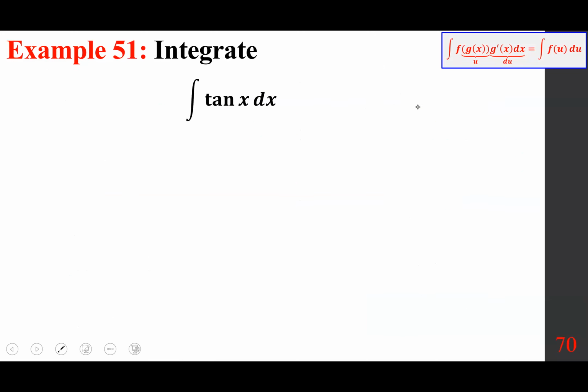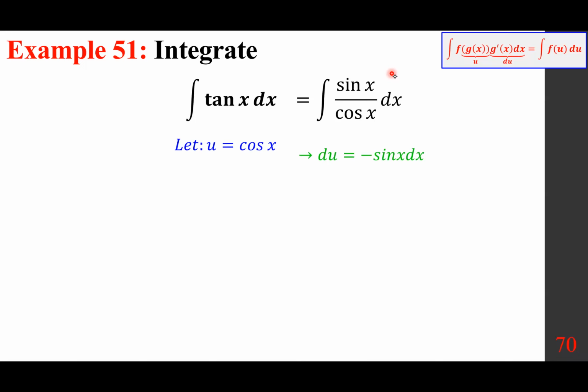What about the integral of tan x dx? We are going to rewrite this as sine over cosine. It is important to know that dx always belongs to the numerator, it is not part of the denominator. So u is cosine x, cannot be sine x, because du is minus sine x dx. And again, dx belongs to the top, not the bottom.